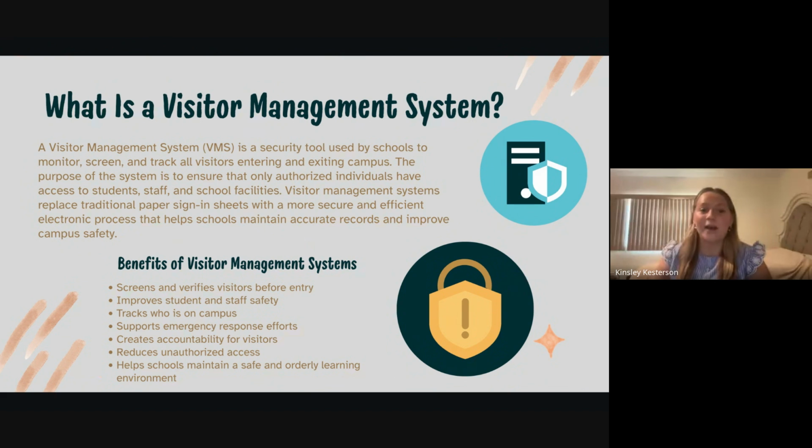The benefits of having a visitor management system is that it screens and verifies visitors before entry. It improves student and staff safety, tracking who's on campus, supporting emergency response efforts, creates accountability for visitors, reduces unauthorized access, and helps schools maintain a safe and orderly learning environment.